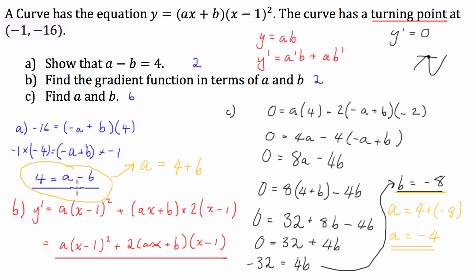Cool. So I hope this video has helped. We've used the fact that an equation passes through a point, and then we've used the fact that the curve has a turning point at that point to get another set of x and y values, so we can solve for a and b using two different equations.